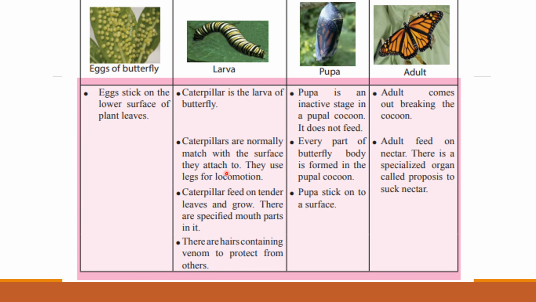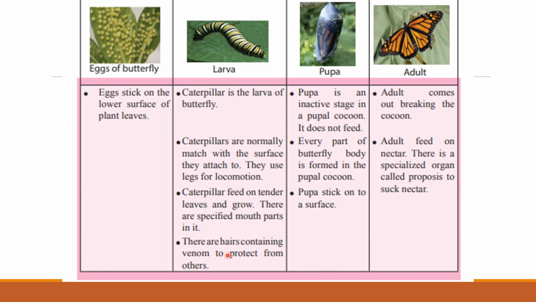So the physical appearance of the larvae is usually similar to its living environment. So the predators cannot identify this caterpillar easily, and it feeds on the tender leaves of the plant. So it uses the leaves of the plant as its food, and also for its protection it contains hairs with venom or poison. So if this caterpillar touches your skin, it may cause itching.